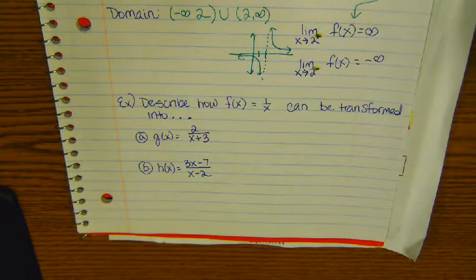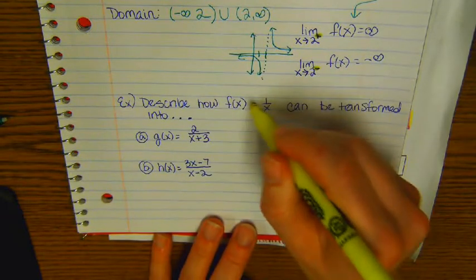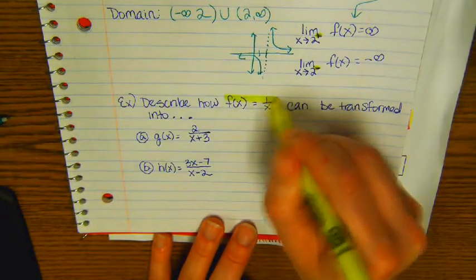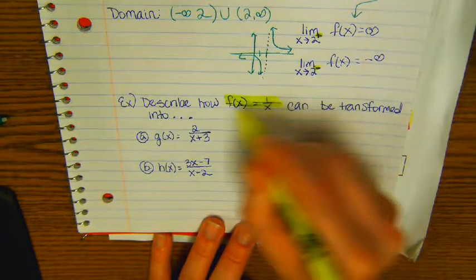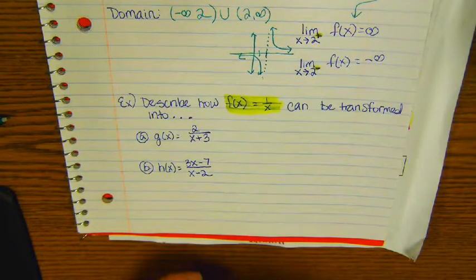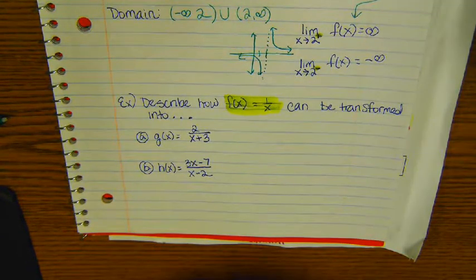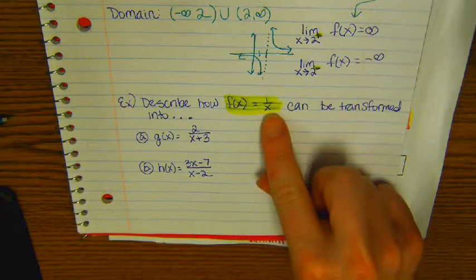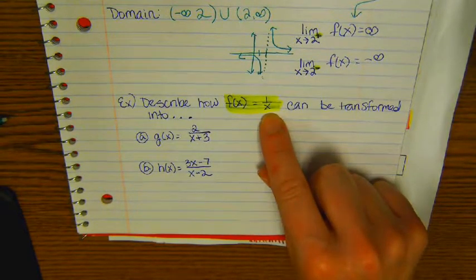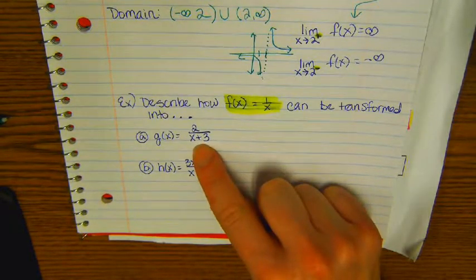So let's think of our transformations. Remember, we're comparing it to this function. So we want to think about what happened. And one of them I think you can see. Look at the x on the bottom. What is it replaced with? X plus 3. How does that move the function? So it's moved 3 to the left, okay?